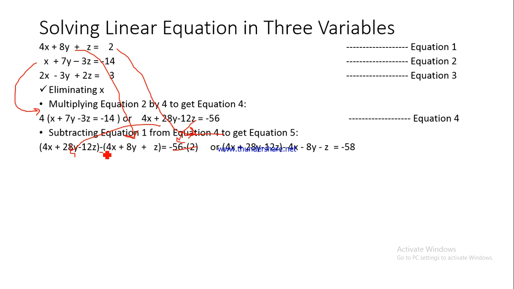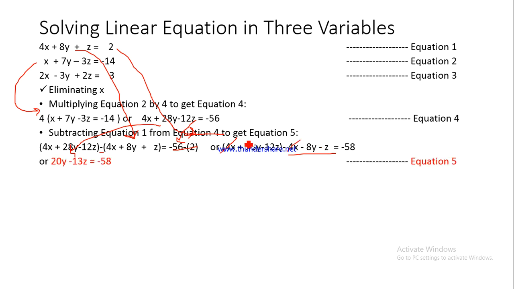Minus would mean that the signs inside, when we open up the bracket, the signs would change, and that is what has been done here. And then you simply have to do the calculation. 4x minus 4x will become 0, 28 minus 8 would become 20y, and minus 12z and minus z would add up to become minus 13z.